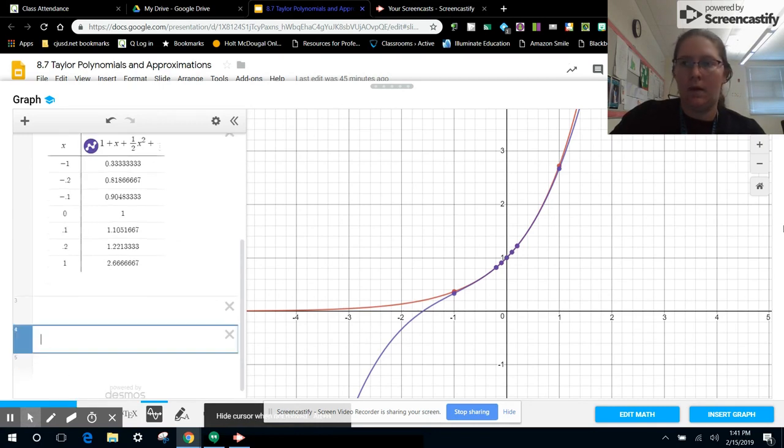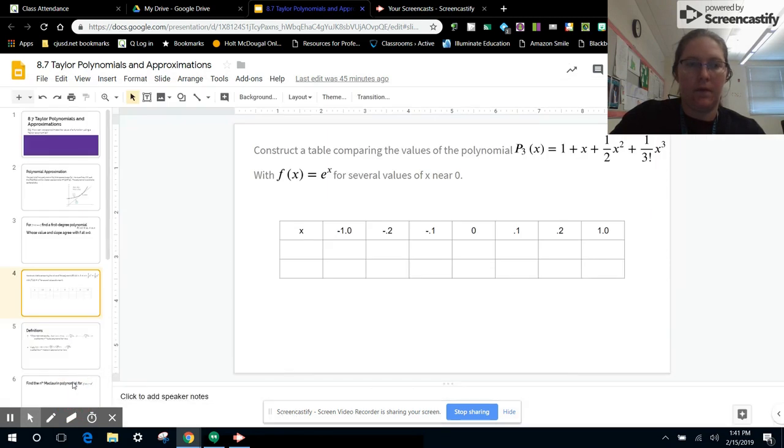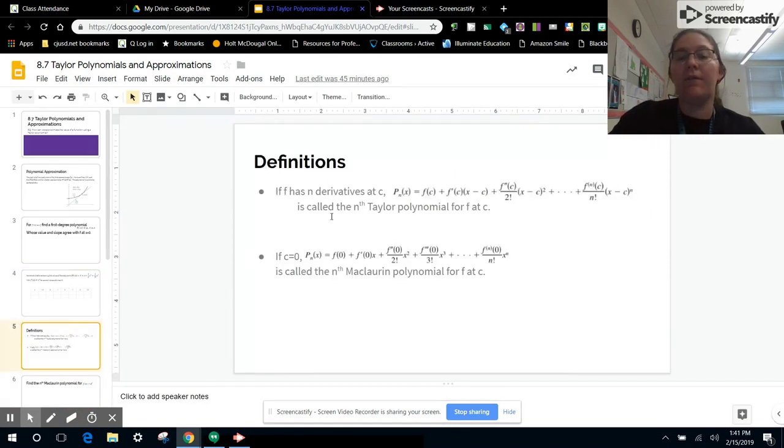Okay, so that's the second one, number 6. So if f has derivatives at c, then we have this polynomial that is the function value at c plus the first derivative at that c number times (x minus c), plus the second derivative over 2 factorial times (x minus that number) squared. And it goes on to the nth derivative over n factorial times (x minus c) to the n. So we always end at whatever degree derivative we're looking for.